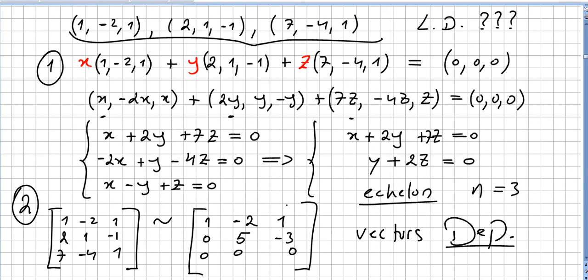Of course this method is really quick, right? You just put the vectors in a matrix and then row reduce and check if you get the same number of variables as independent lines, and done.